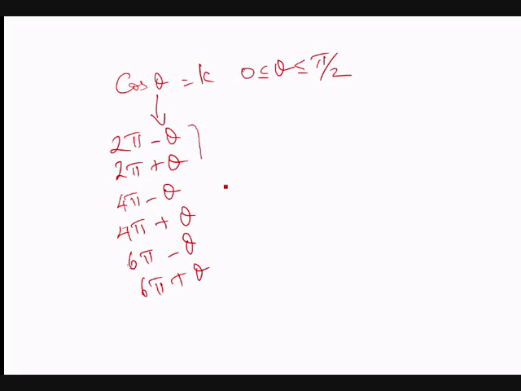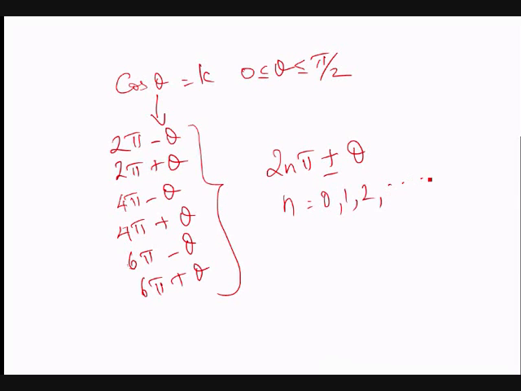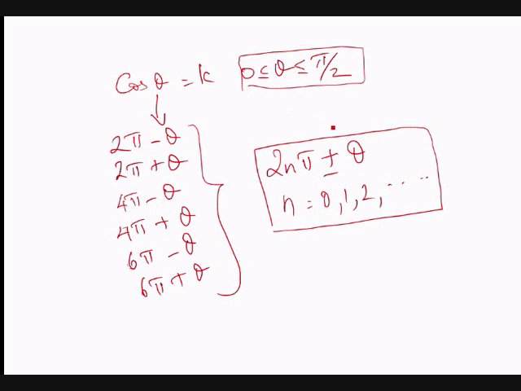From this we can generalize very easily that the general solution for cos theta equal to k will be 2n pi plus or minus theta. It could be either plus theta or minus theta, but it is 2n pi, for which n ranges from 0, 1, 2, 3, etc. So when it is 0 you get the theta, when it is 1 you get 2 pi plus theta and 2 pi minus theta, and etc. This is the general solution for cos theta equal to k, where theta is the first angle you get between 0 and pi by 2.